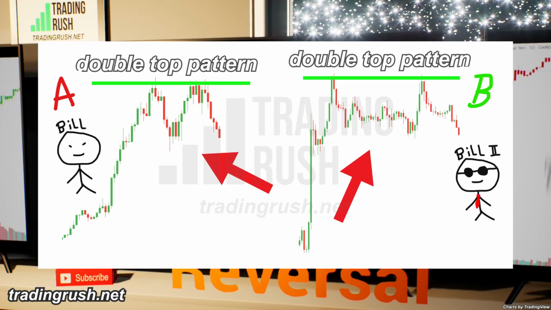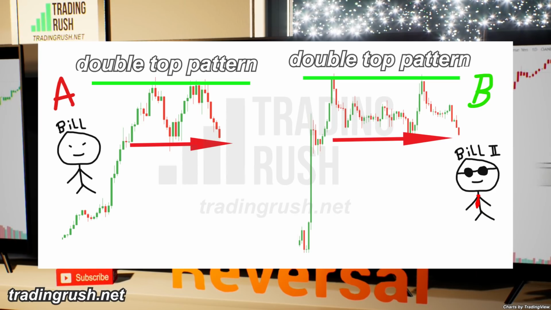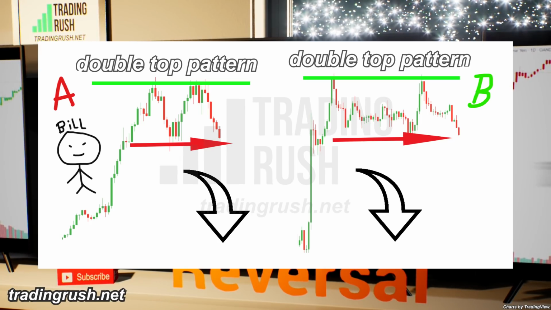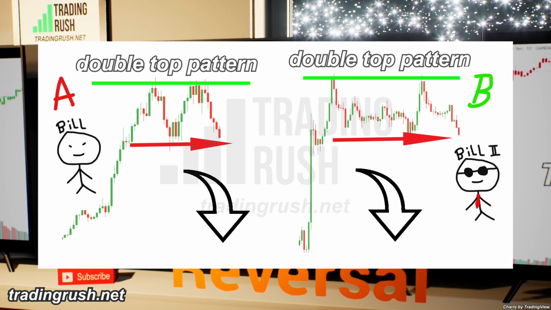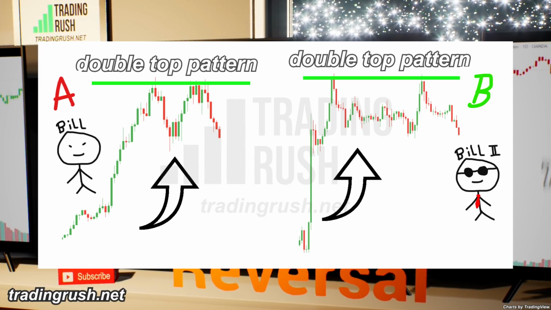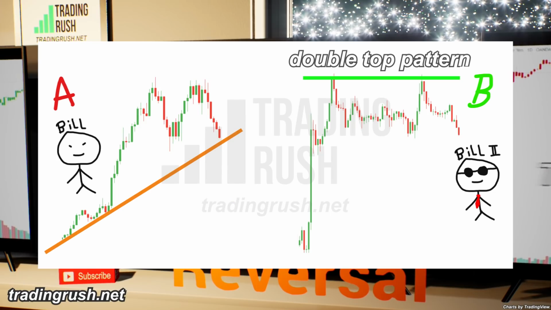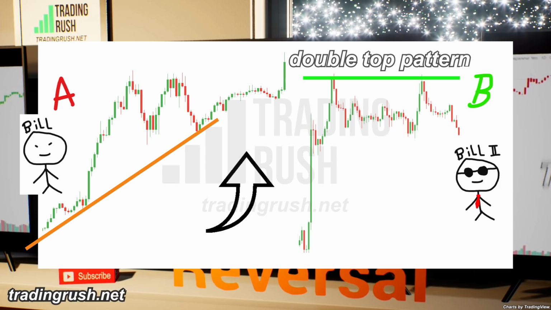Let's say, when the market goes sideways, a double top pattern is formed. Since double top pattern is a reversal pattern, both Bill the First and Bill the Second take a short position. Now remember, both of these charts were in an uptrend, so when the double top pattern occurred on the first chart, instead of price making a big move down and starting a new downtrend, price reacted to the trend line and moving average supports, and simply went in the upward direction and continued its uptrend.